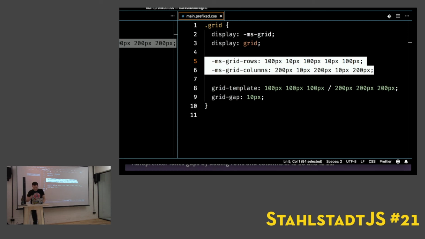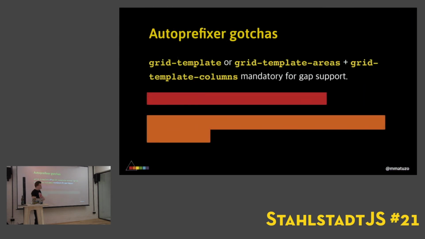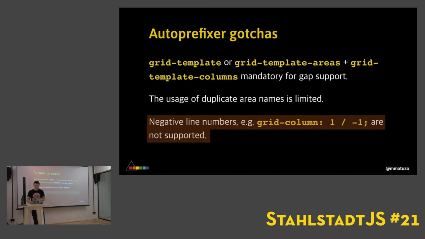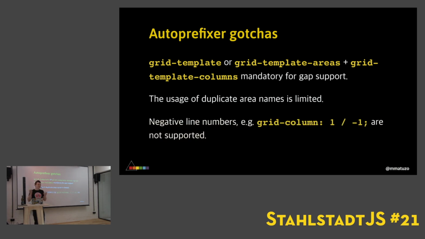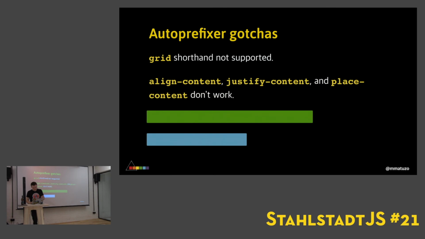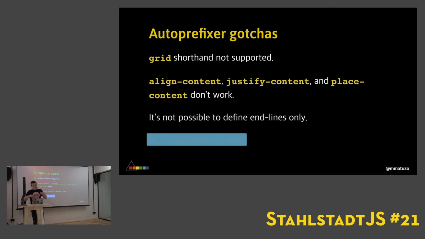And there are some more gotchas. So you have to use the grid templates or grid template areas property for defining grids. The usage of duplicate area names is very limited. There are no negative line numbers. I'm not sure if this is telling you anything, but I'm just going to keep going. The grid shorthand is not supported. Align content, justify content, and place content don't work, unfortunately. And it's not possible to define end lines only.